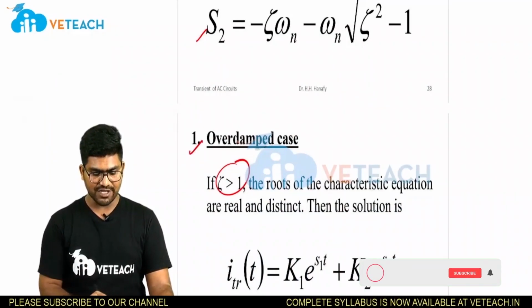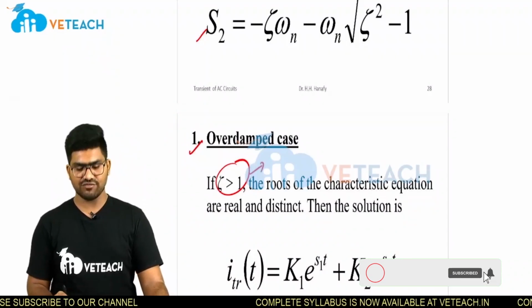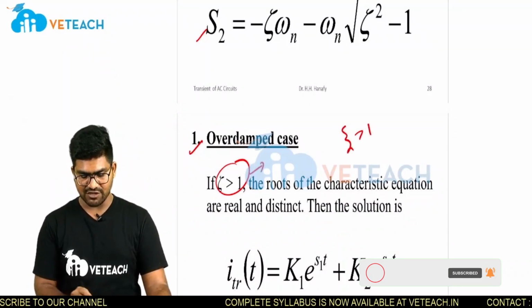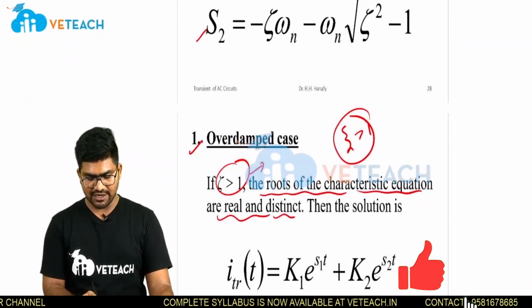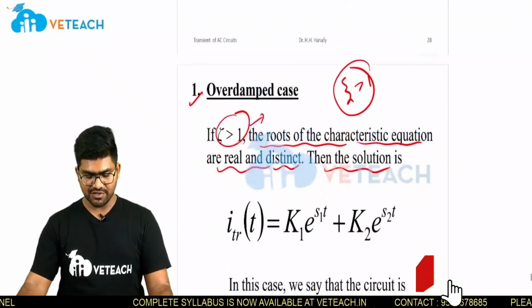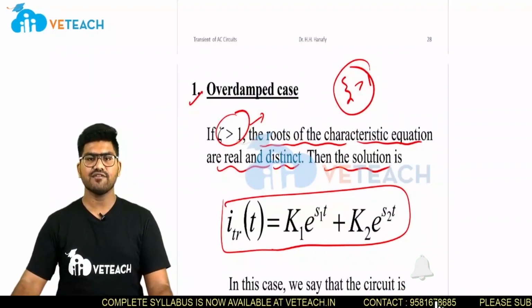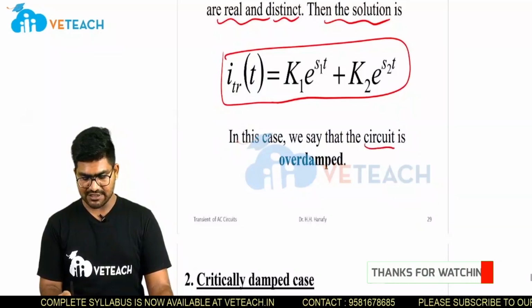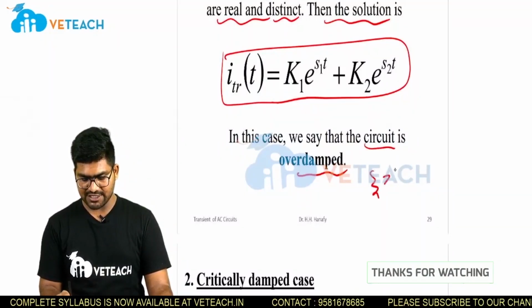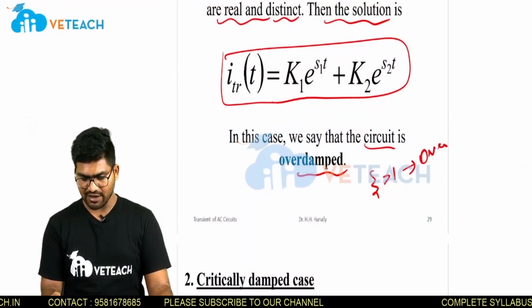The first one is the overdamped case. When zeta is greater than 1, it is an overdamped case. The roots of the characteristic equation are real and distinct. Then the solution becomes transient current equal to k1 e power s1 t plus k2 e power s2 t. So in this case, we say that the circuit is overdamped. Whenever zeta is greater than 1, it is overdamped, right?